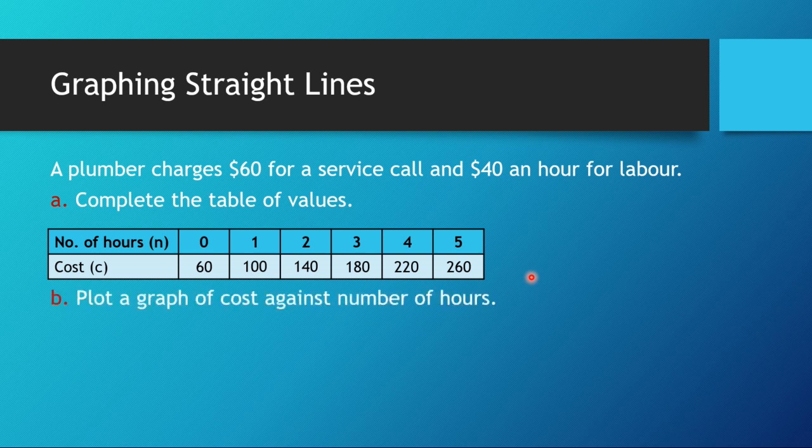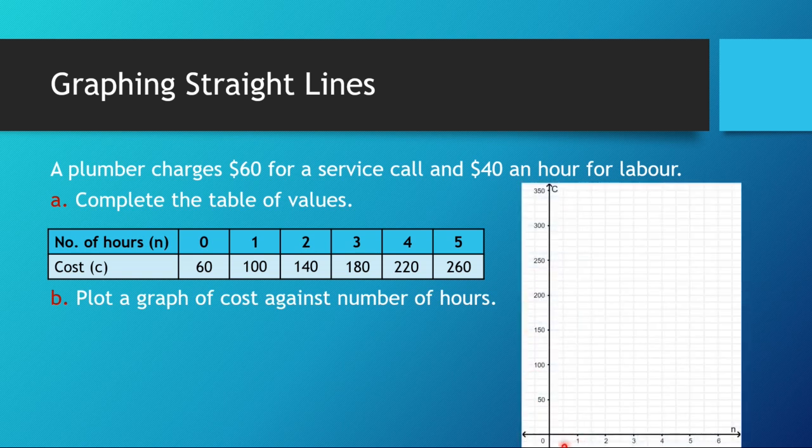The next step is to plot a graph of the cost against the number of hours. Our number of hours will go across the x-axis, the horizontal axis, and our cost will go up and down the y-axis. Our first pair of coordinates is 0, 60. So we go across 0 and then up to 60. And there's our first point. 1, 100. So the number of hours is 1. So we go across here to 1 and then up to 100.